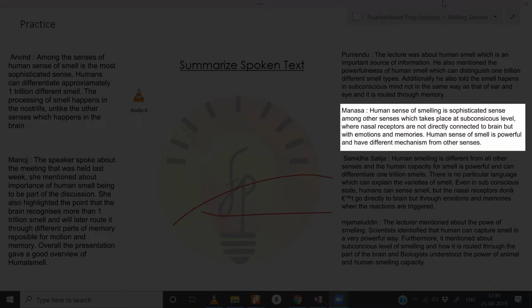Human sense of smell is sophisticated. Okay, so human sense of smell, are we missing any article there? Either you should have said human sense of smell is the most sophisticated sense among other senses, because you are mentioning about among other senses, or human sense of smell is a sophisticated sense among other senses. So whatever you have written, if you try to read it aloud, you will be able to catch some of these mistakes. Because you have mentioned among other senses, human sense of smell is the most sophisticated sense among other senses. Something that you might have meant to write, which you might have missed in this case.